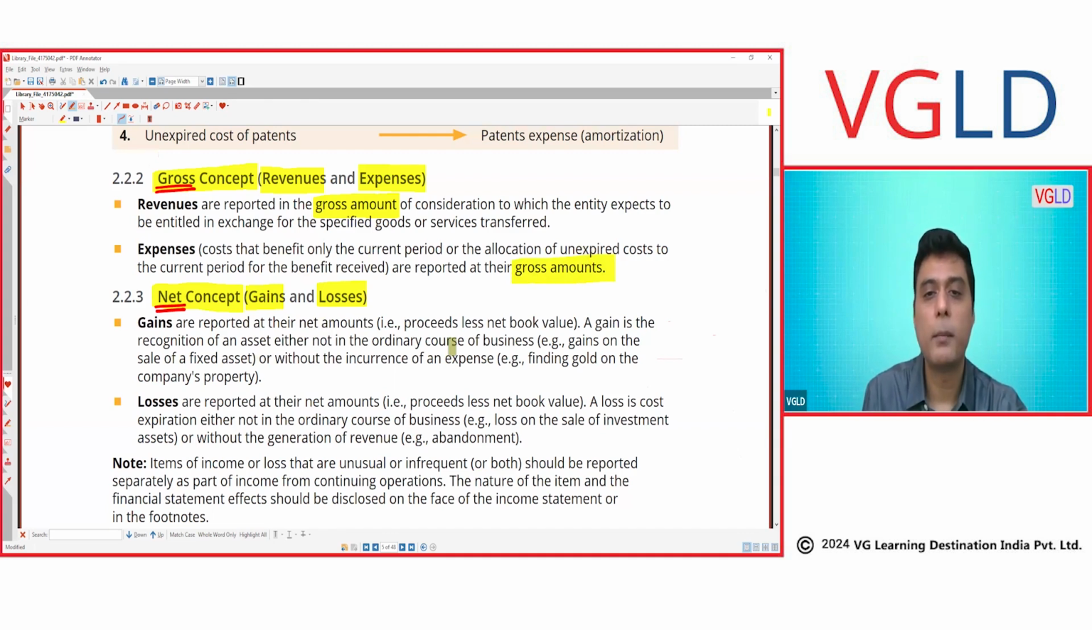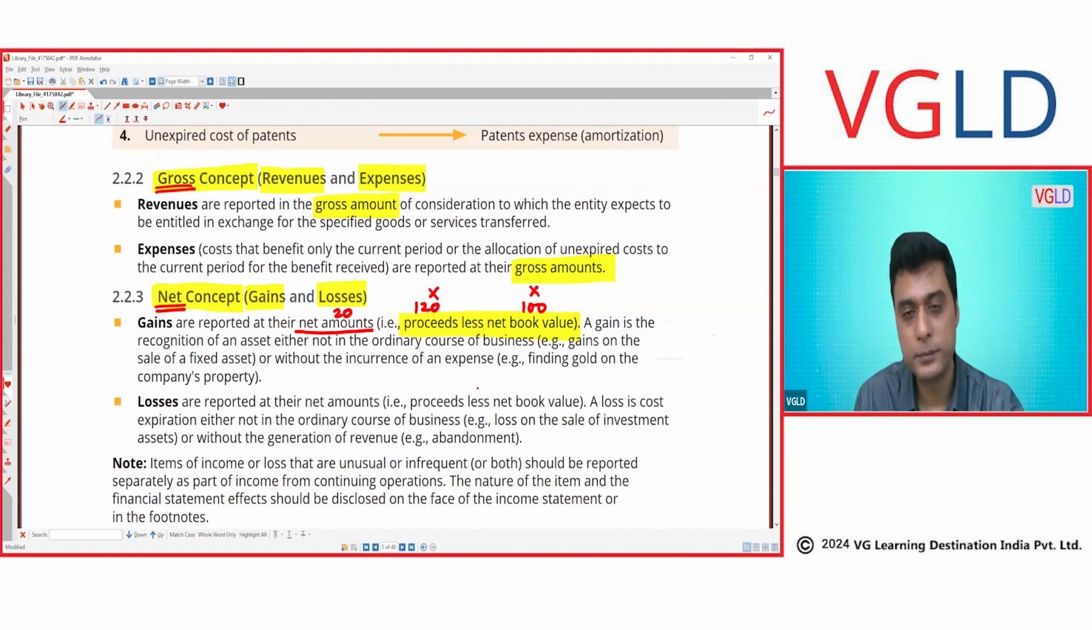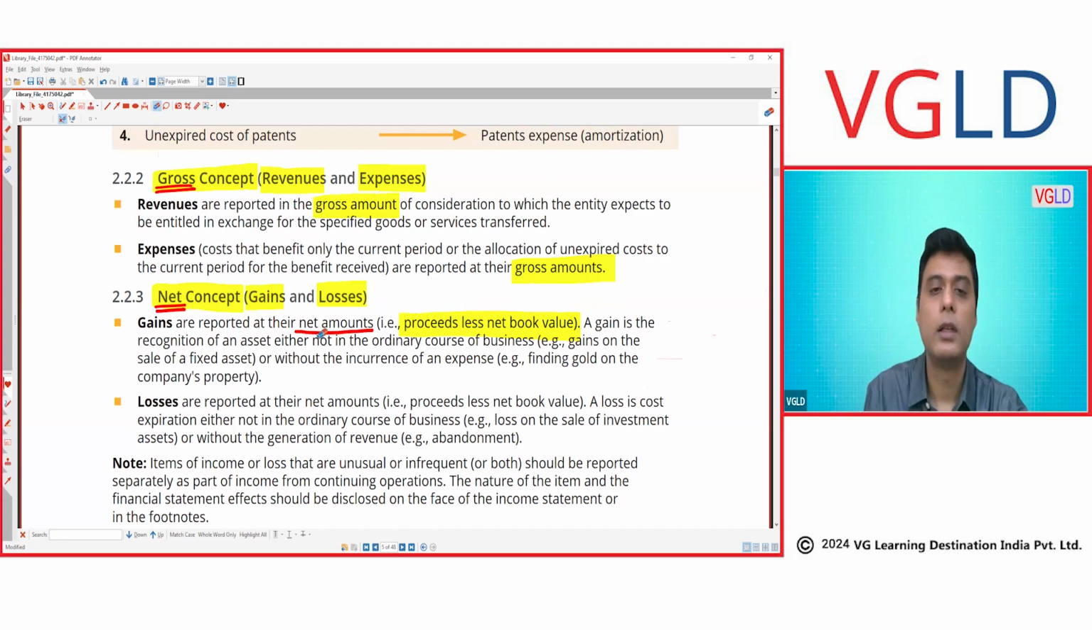Net amount is proceeds less net book value. The furniture example that I gave, I sold it for 120, so the proceed was 120. Net book value was 100. But I'm going to show it at net amount of 20. I'm not going to show 120. I'm not going to show 100 in the income statement. I'm going to show 20 in the income statement. So gains are reported at their net amounts. Right? Gains are reported at their net amounts.